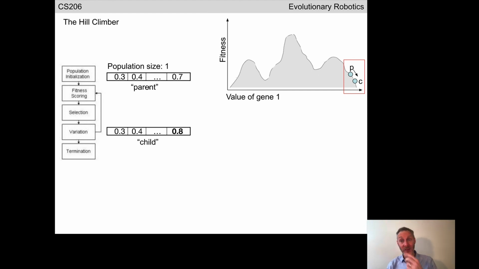How might we improve the hill climber? How might we introduce some complexity into this algorithm to make it slightly stronger, less likely to get stuck on whatever hill it lands on? Any ideas?